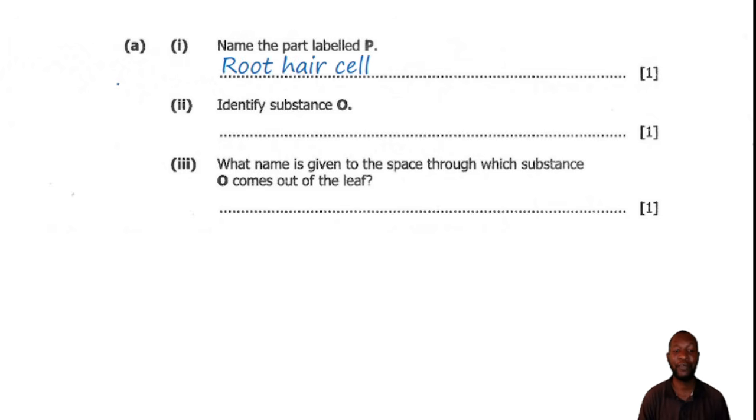A2. Identify substance O. Substance O is water vapor. A3. What name is given to the space through which substance O comes out through the leaf? The space is called the stoma. So here it's a stoma and not stomata because here we are only looking at the singular. We're not looking at spaces, but a space.